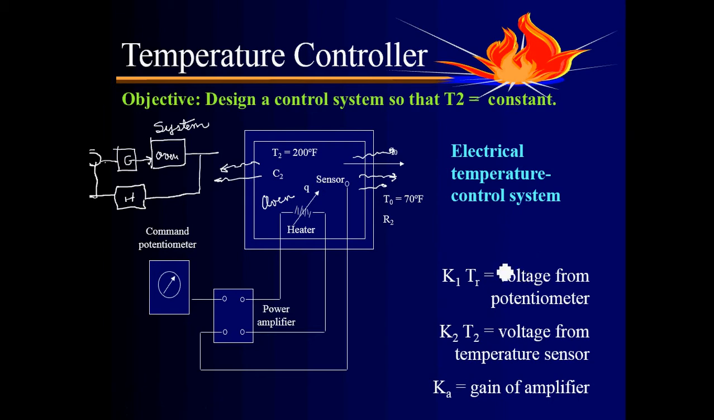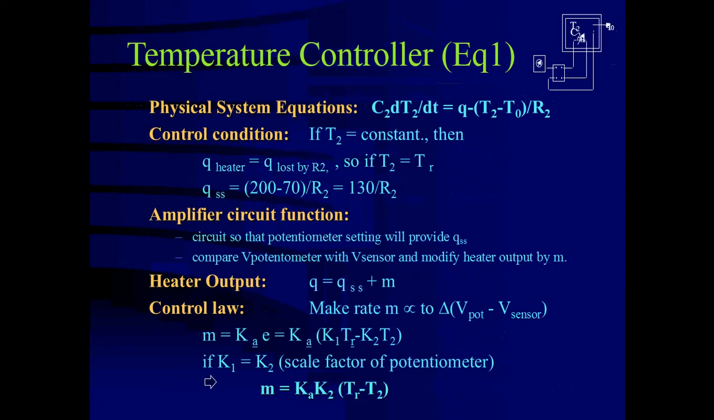In here you have the voltage from the potentiometer, which would be this one over here. K2 times T2 is the voltage from the temperature sensor. So this is the temperature. This is where this K2 comes from. And this K sub A would be the one on the amplifier, meaning this one right here. So this way I tell you how you actually implement the control system.